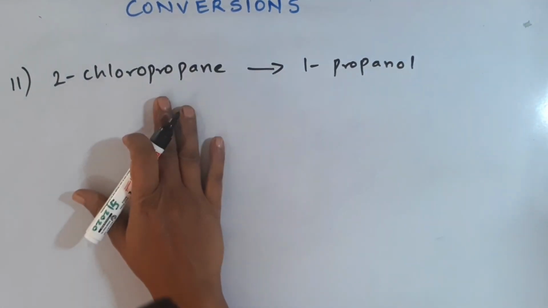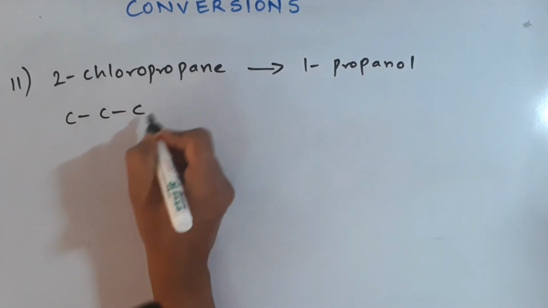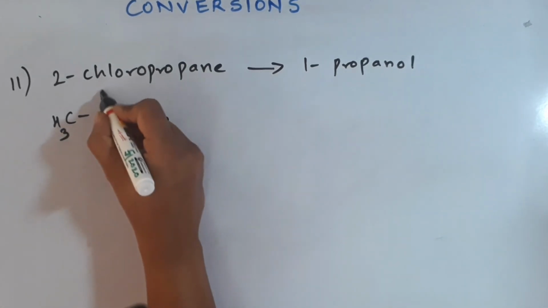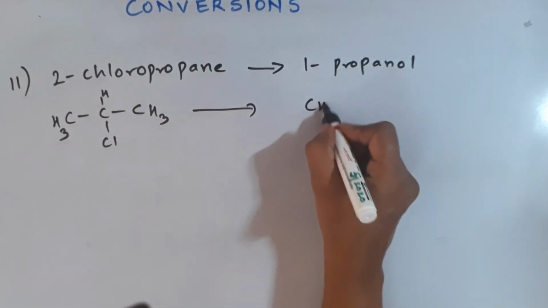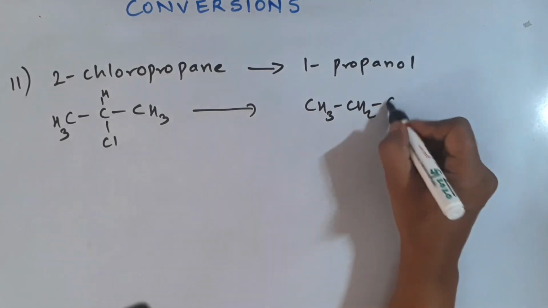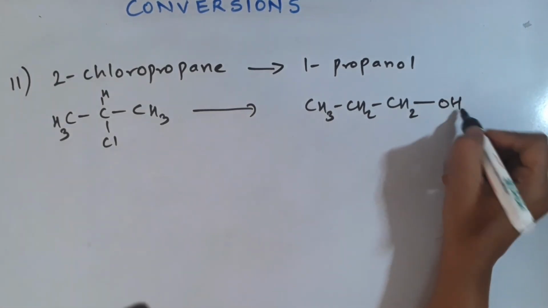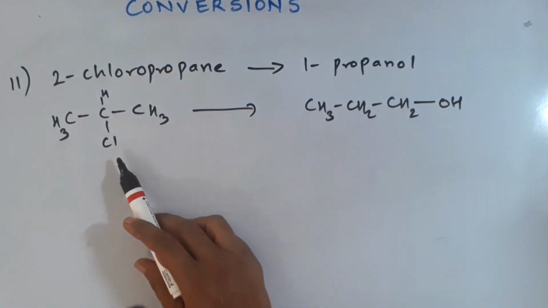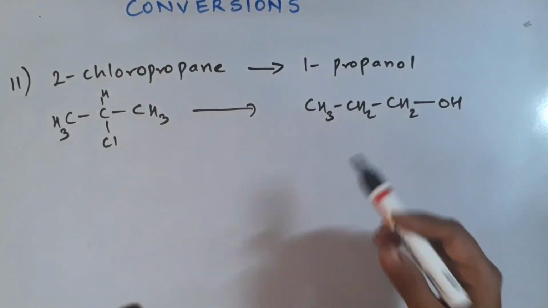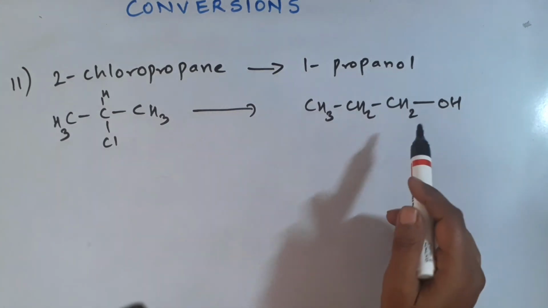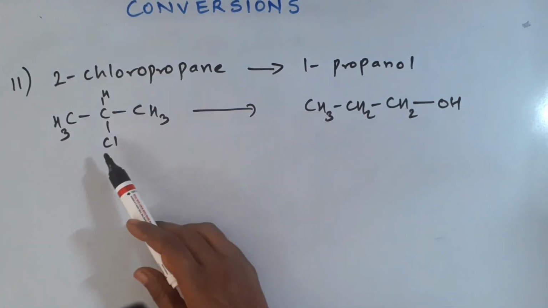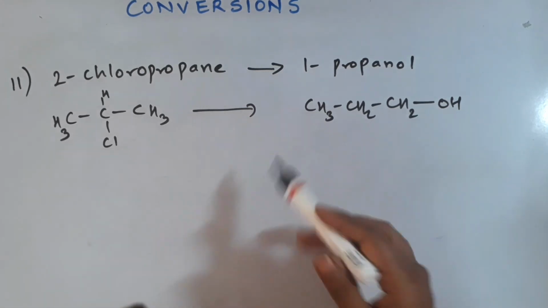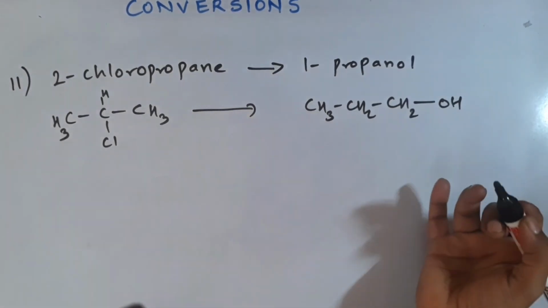2-chloropropane to 1-propanol. Draw the structure. Propane to chloropropane would look like this. Propan-1-ol: 1, 2, and then this is the first carbon. So propan-1-ol is this, okay? And to convert haloalkanes to alcohol is very easy. We have to add aqueous KOH, but the chlorine is at the second position. We have to bring it at the first position, or we have to use some different strategy. So we will use different strategy.